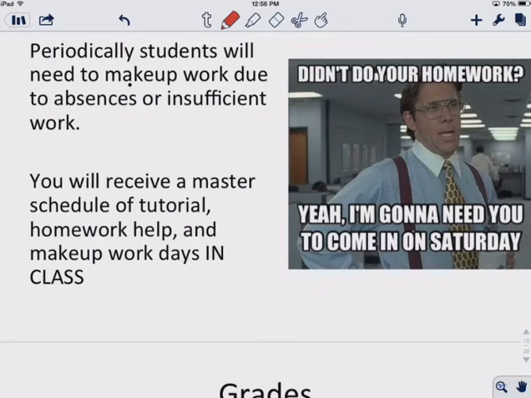Periodically, you will need to make up work if I say your work was insufficient, or if there was an absence. Students will receive a master schedule of tutoring times. They will also be posted on all the chemistry teachers' doors as well as in the hallway. And then you'll also get a schedule of homework help days, and then if we have makeup work days that are done in class.